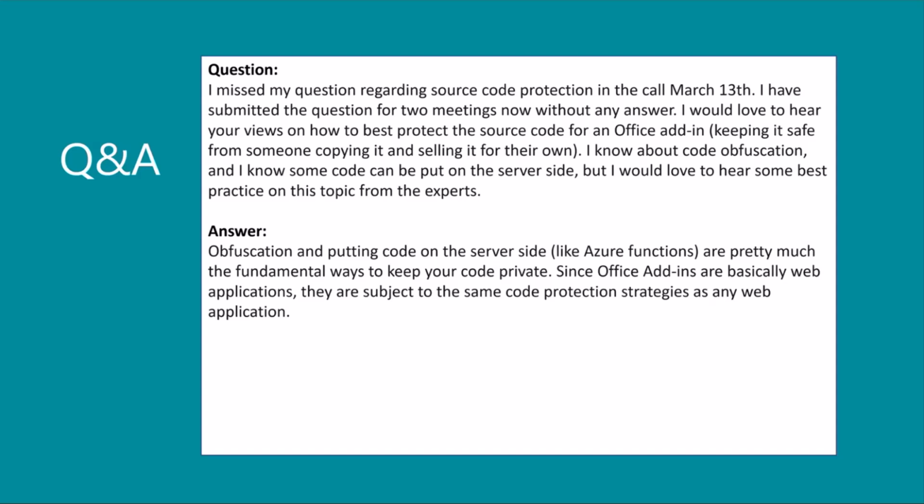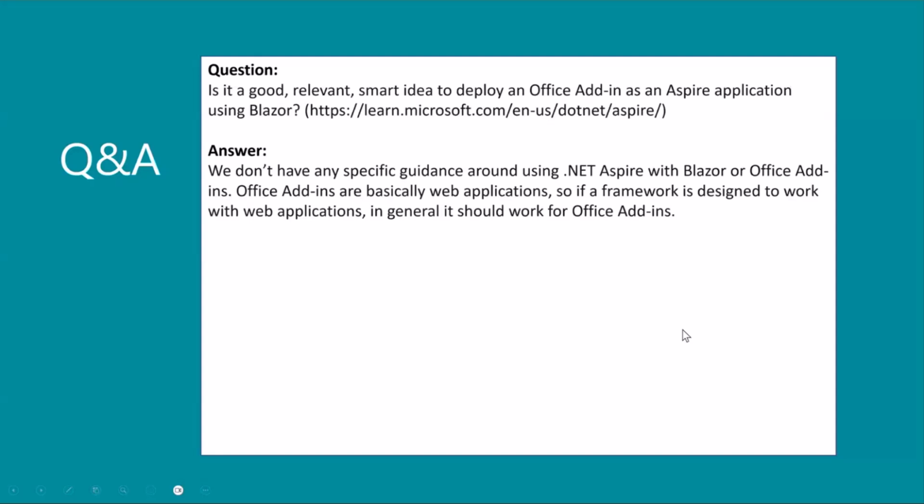And the answer to this is obfuscation and putting code on server side are pretty much the fundamental ways to keep your code private. Since Office add-ins are basically web applications, they are subject to the same code protection strategies as any web applications. And the next question is, is it a good, relevant, smart idea to deploy an Office add-in as an ASP.NET application using Blazor?